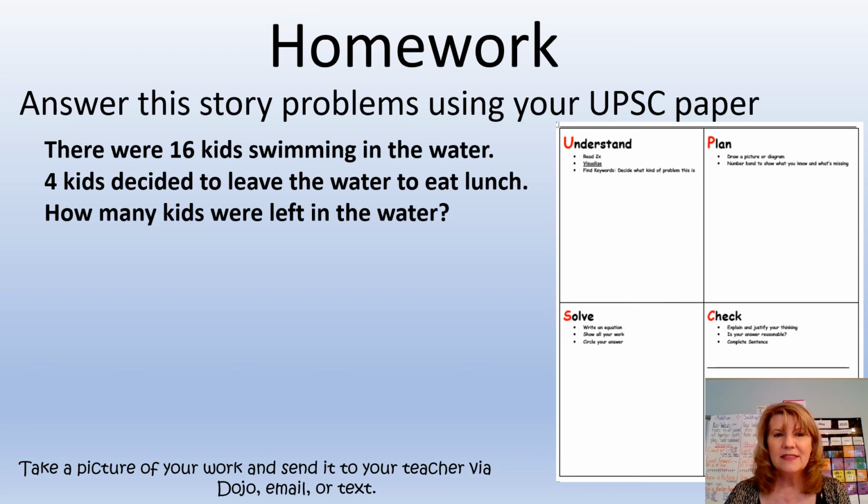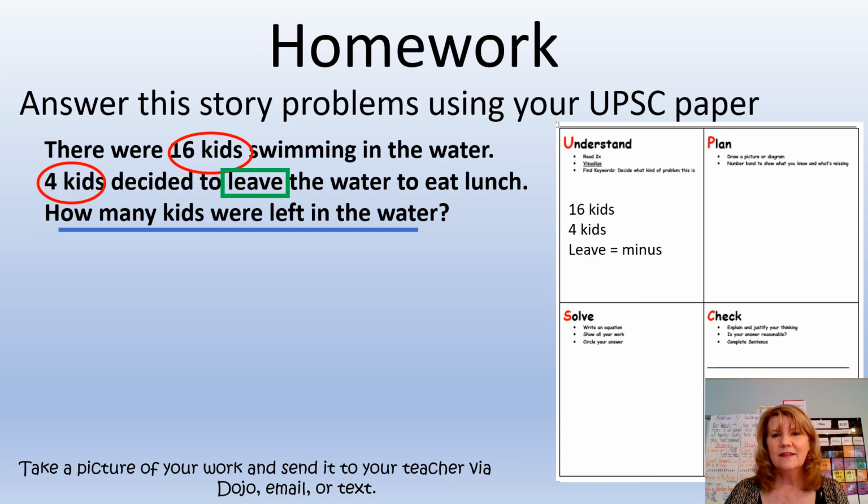Okay, well, let's circle our key numbers, box our action word, underline the question. That's all to help us understand. The important things are 16 kids, 4 kids, and they had to leave. Leave means minus. I'm going to let you plan out how you're going to do this problem.